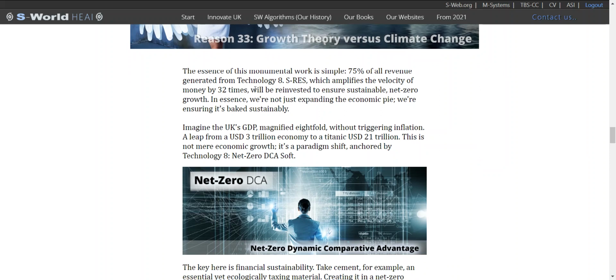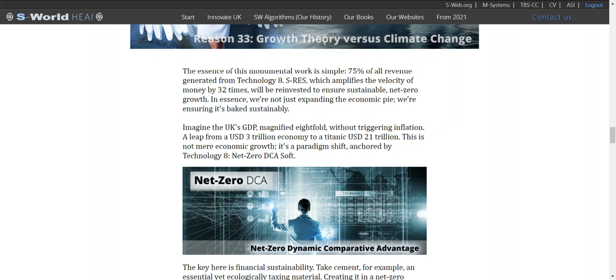75% of all revenue generated from technology 7, S-Res, which amplifies the velocity of money by 32 times, will be reinvested to ensure sustainable net zero growth. In essence, we're not just expanding the economic pie, we're ensuring it's baked sustainably.